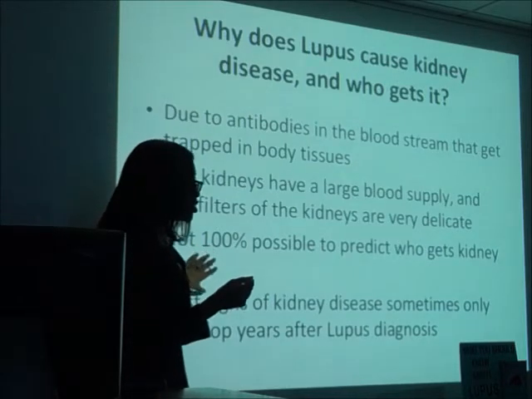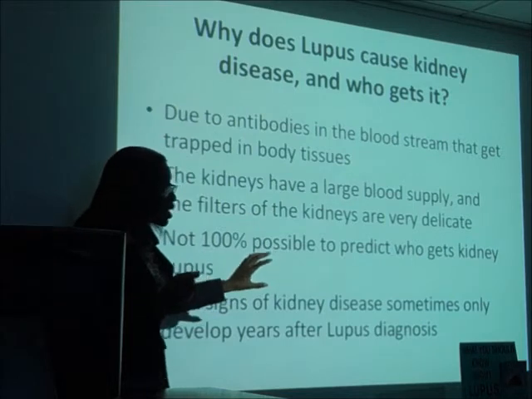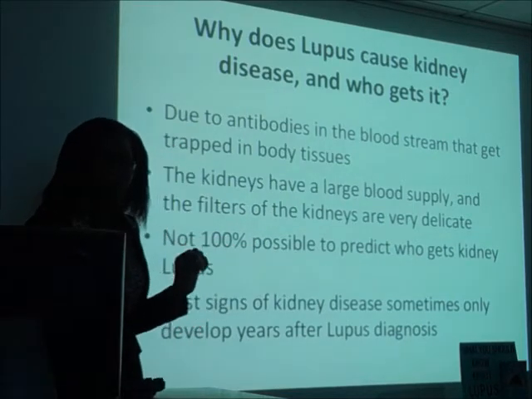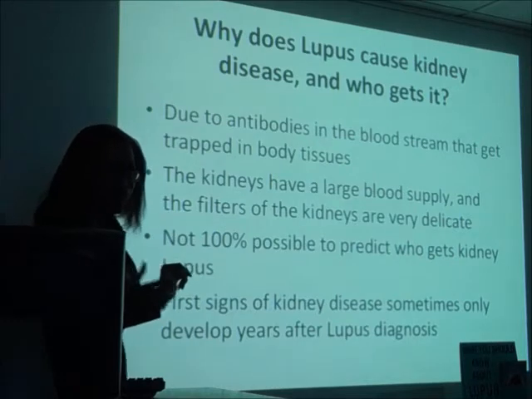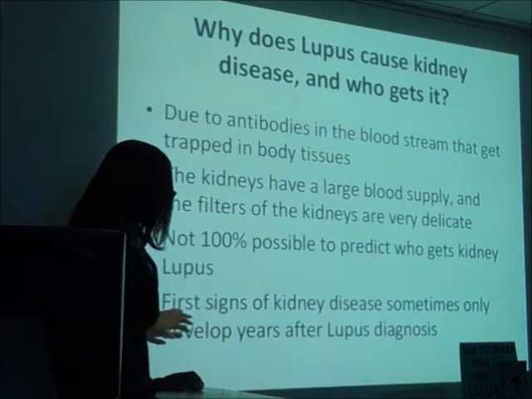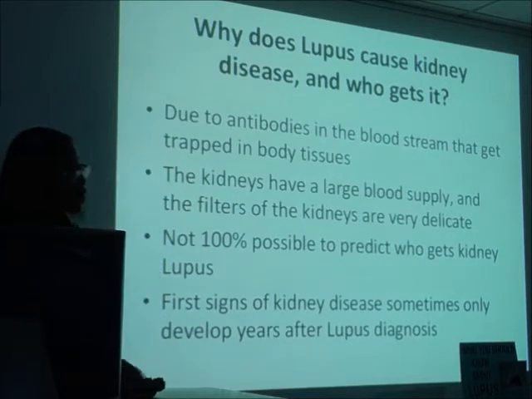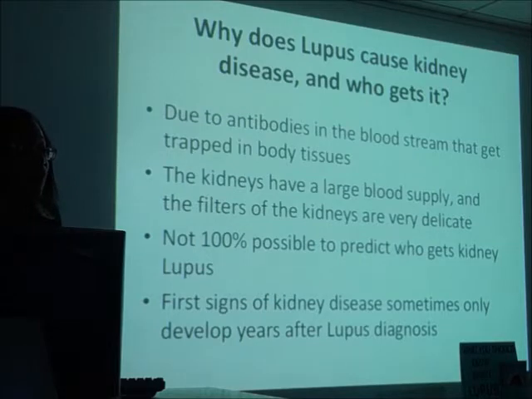It's not 100% possible to predict who gets kidney disease, but for some reason it seems to be more in the ethnic minorities. We don't know why. And the first signs of kidney disease might not develop until many years after a person has been diagnosed with lupus.